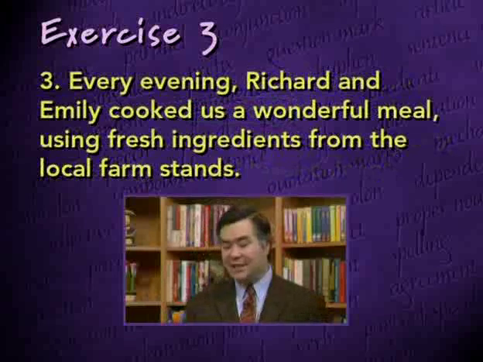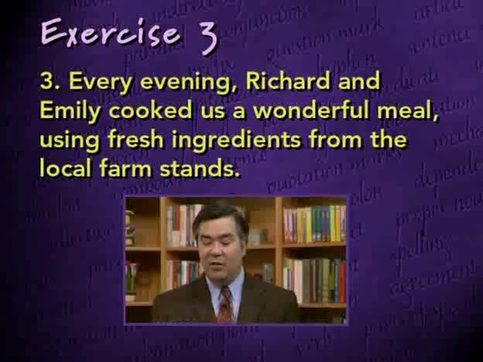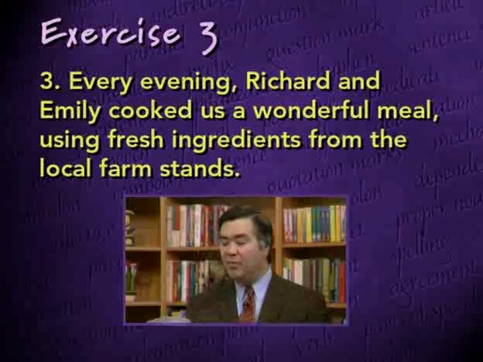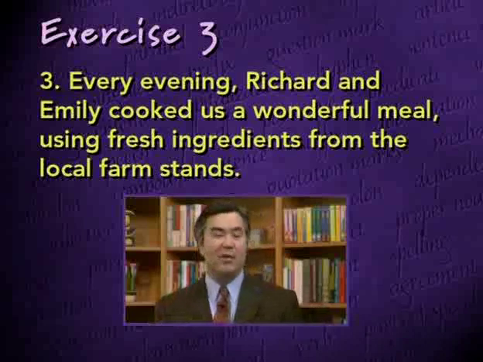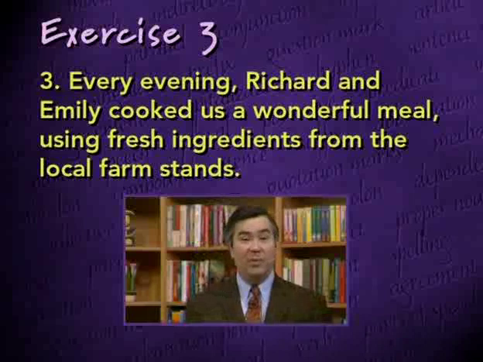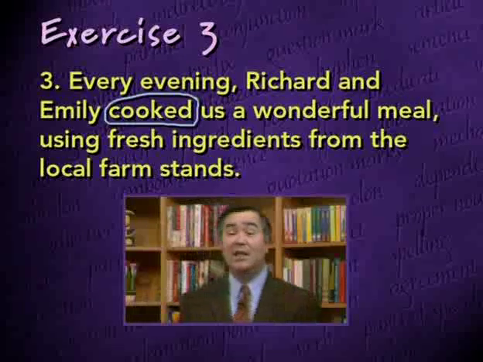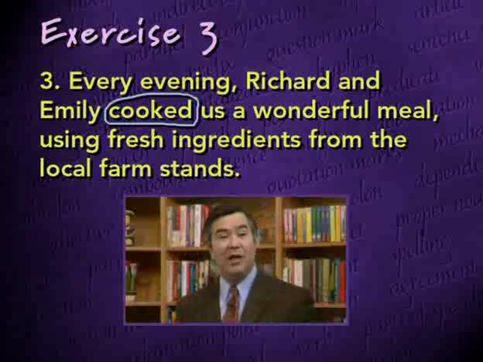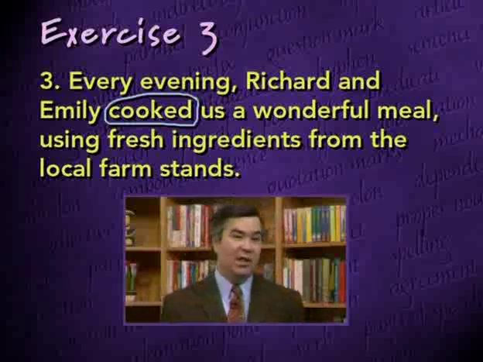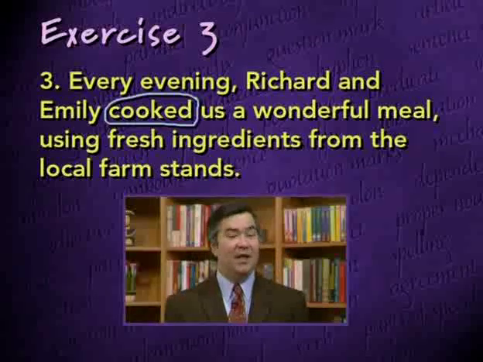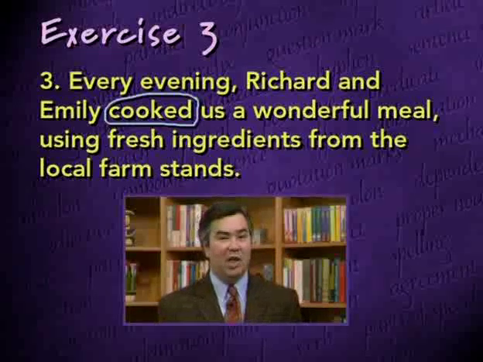Let's look at our next example. Every evening, Richard and Emily cooked us a wonderful meal using fresh ingredients from the local farm stands. What's the verb here? The verb is cooked. That describes the action of the sentence. Who or what did the cooking? Richard and Emily. They are the subject of the verb cooked, and it's, of course, a compound subject because there are two nouns there linked by the coordinating conjunction and.